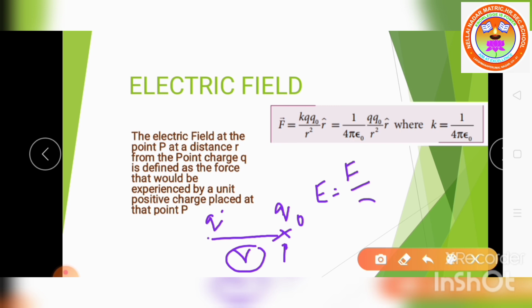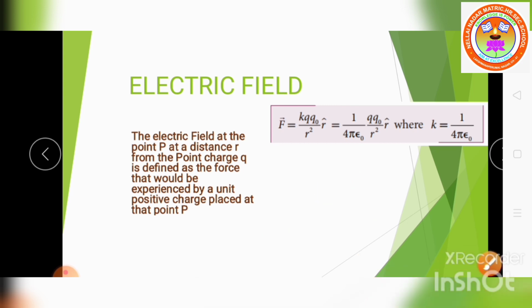What is the charge here? Q naught. I already told you the test charge is a unit positive charge placed at that point P. So we will get the formula E is equal to F by Q naught. In terms of vector, E vector is equal to F vector divided by Q naught.